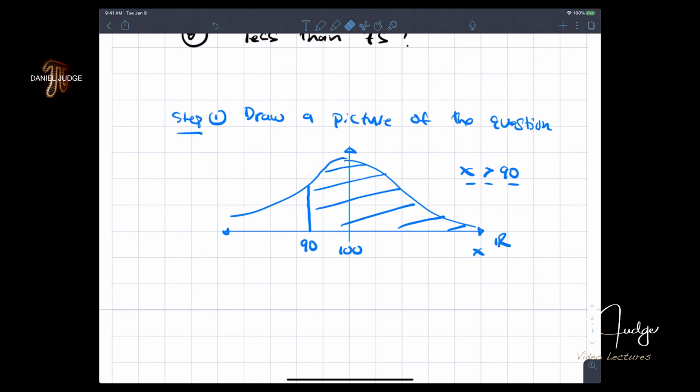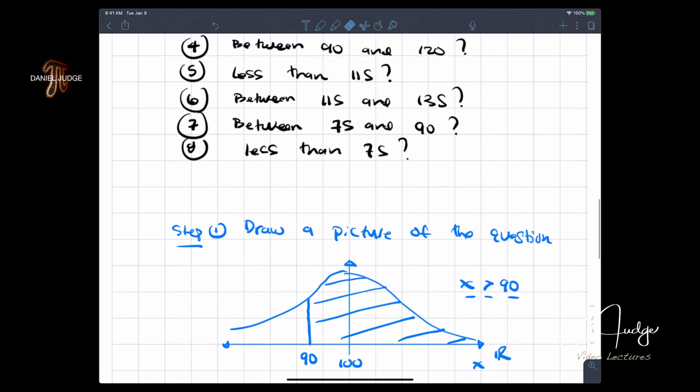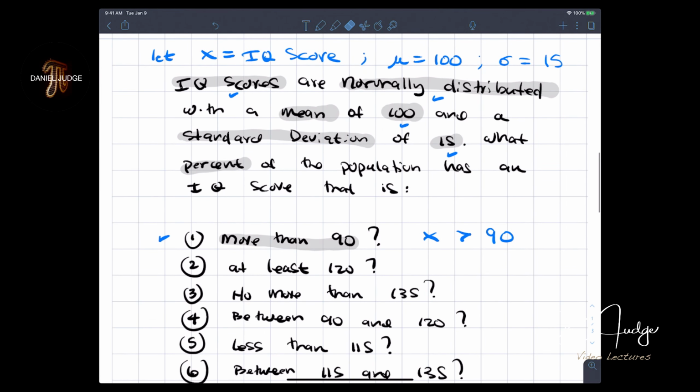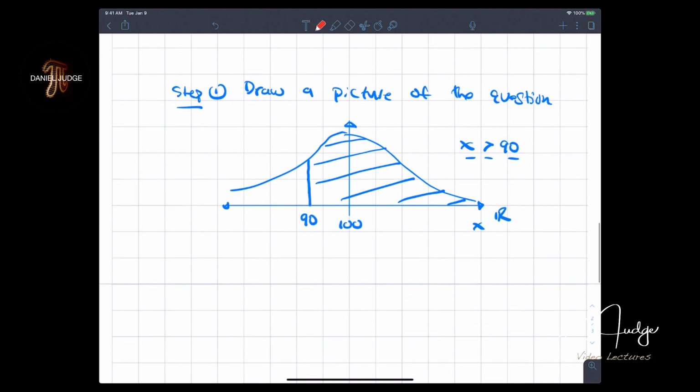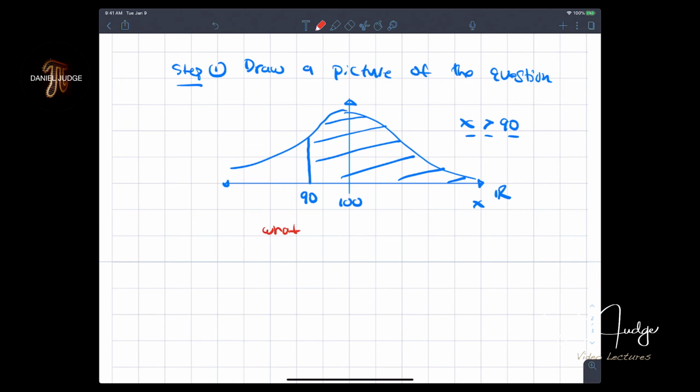So this is what we're doing. And so if I go back to what they're asking, they're saying, what? Let me do this in red. What percent of the population has an IQ score that is more than 90? Ladies and gentlemen, what percent? Here's what they're asking. They're asking this question here. What percent of the bell is shaded? Have you ever played that game before? Say yes.